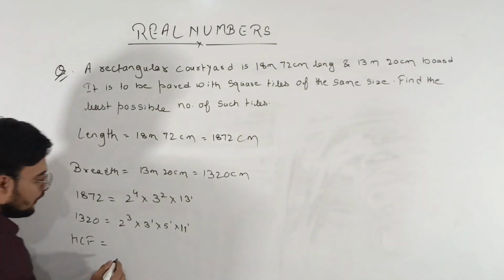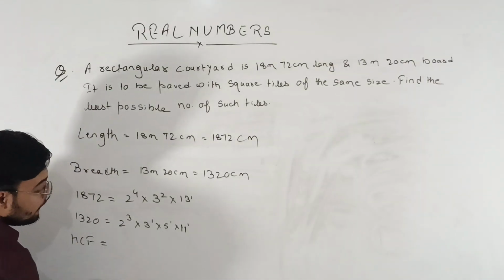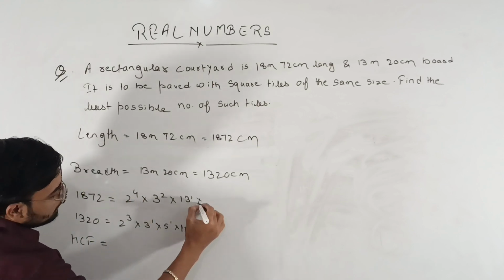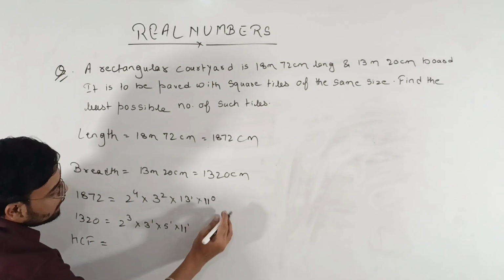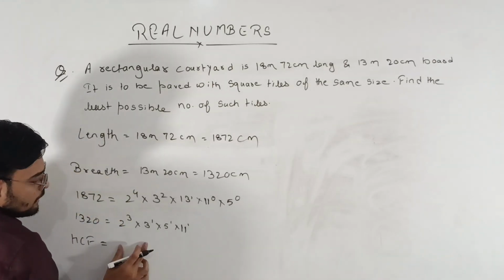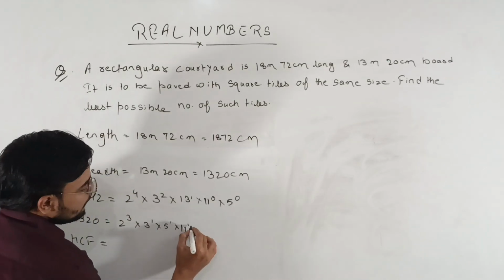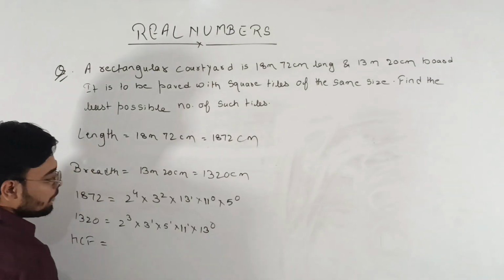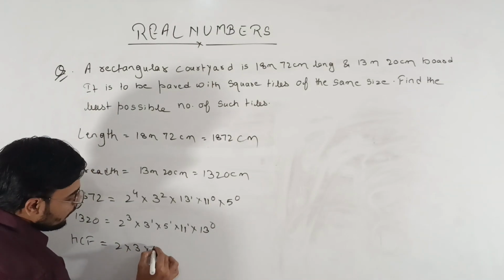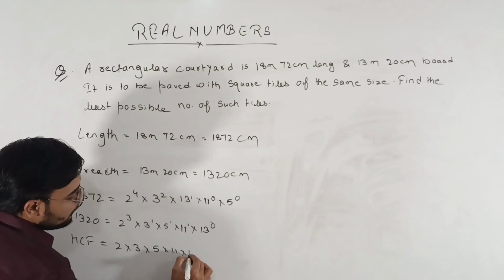For HCF, what do I write? For HCF, we take the smaller power of all these. Now look, in this, 11 is not present, so I write 11 to the power 0. 5 is also not present, I write 5 to the power 0. 13 is not present, so I write 13 to the power 0. Now write all these: 2, 3 into 5 into 11 into 13.